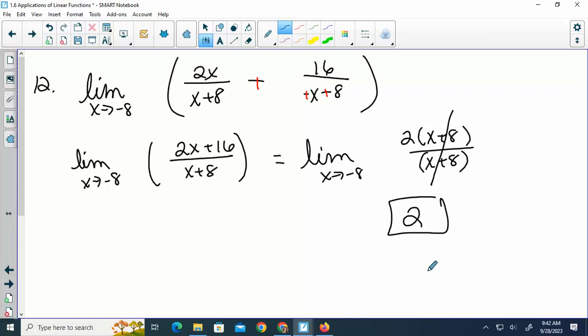You could have worked this out by getting a common denominator and multiplying the first one by negative x minus 8, second one by x plus 8. You would get there, it's just a little more work.